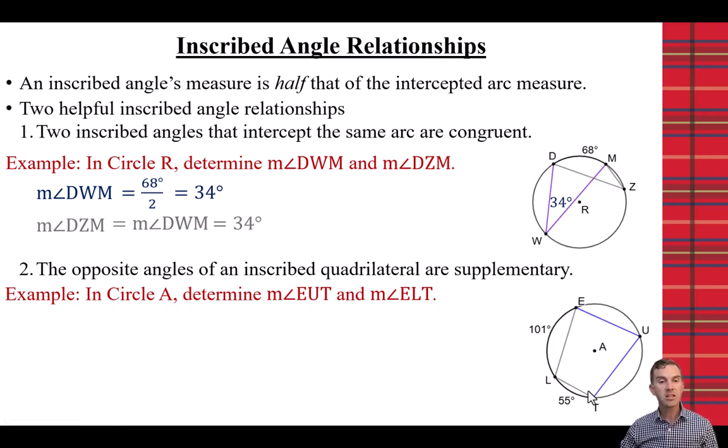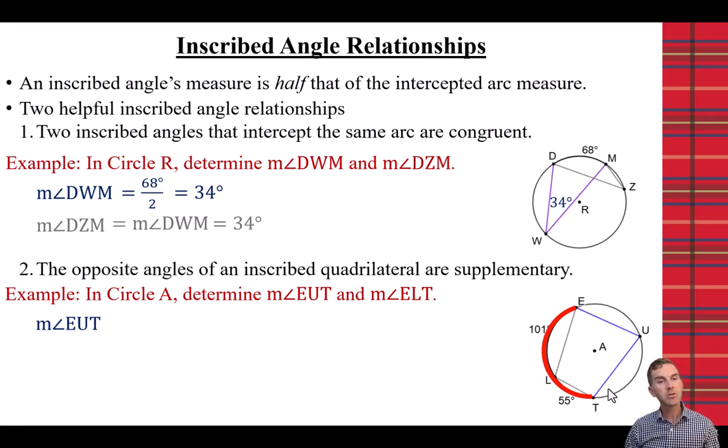And so if I look at this problem, it says that we have circle A. We want to determine the measure of angle EUT and the measure of angle ELT. So we say, well, EUT is here, but I don't have the central angle or the arc measure. But what I can realize is that when I do that, EUT opens to this ELT arc measure.